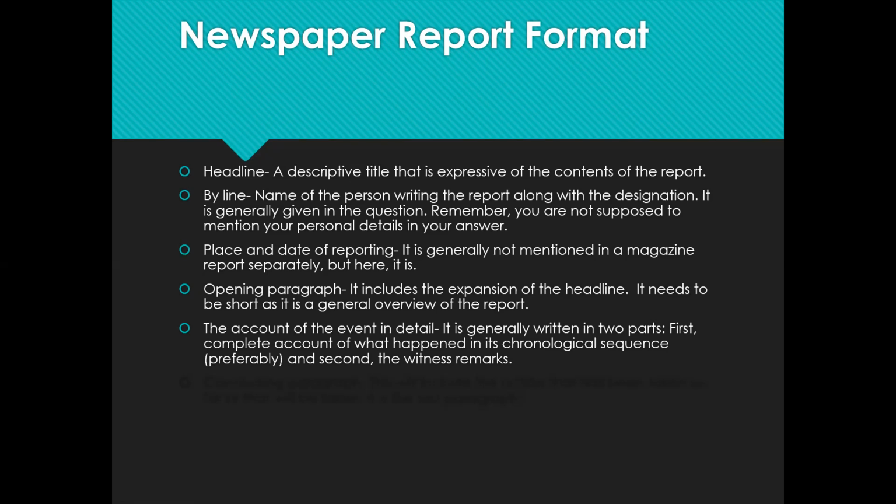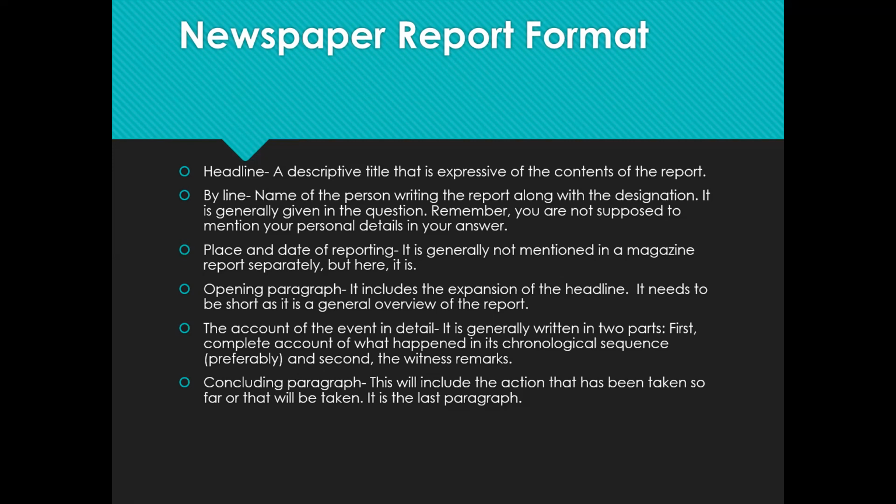Then the next paragraph should deal with the perception of the eyewitness. So if there is any eyewitness, you have to give an account of that also. Then the last paragraph, or the concluding paragraph, should deal with the action that has been taken so far and what action will be taken with respect to this event. So these are the things that should be included in a newspaper report.